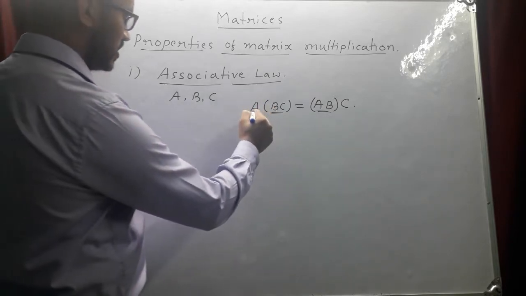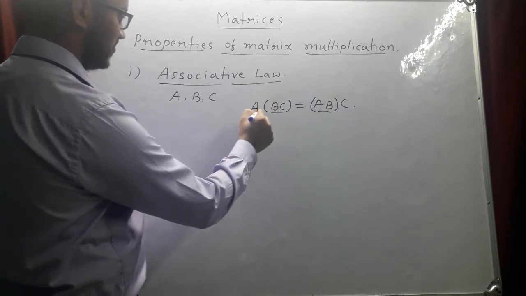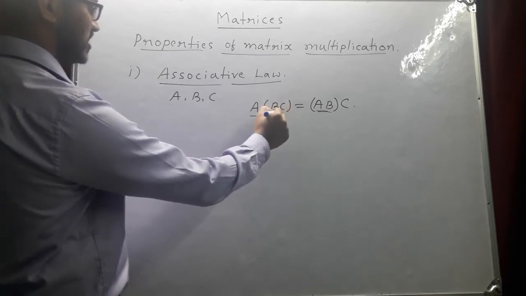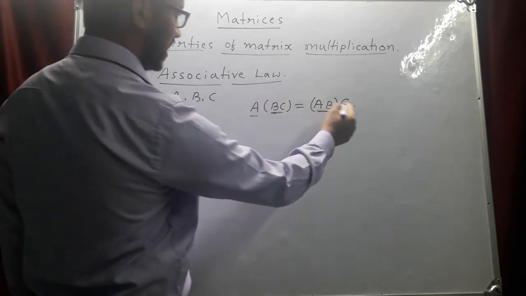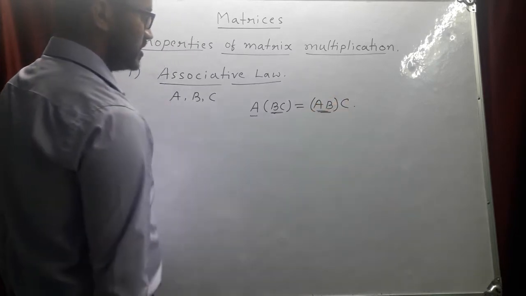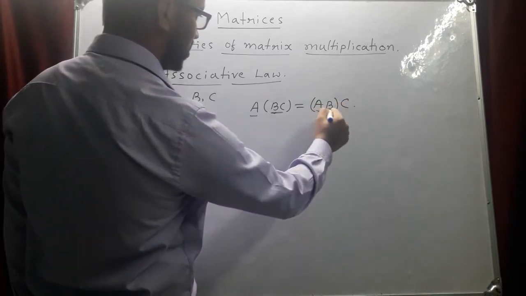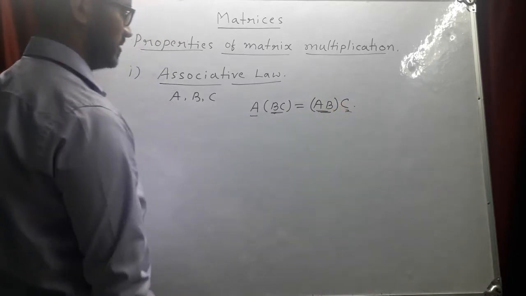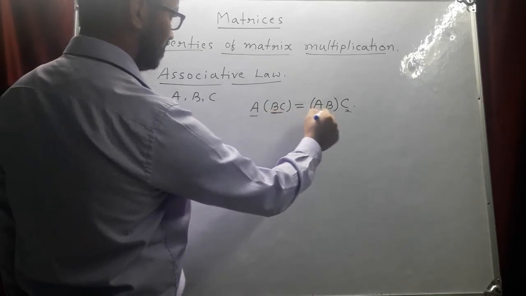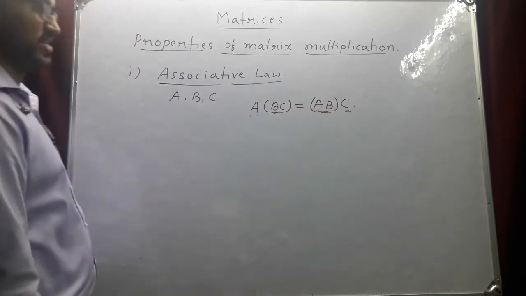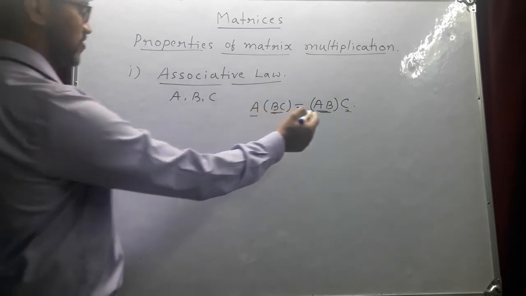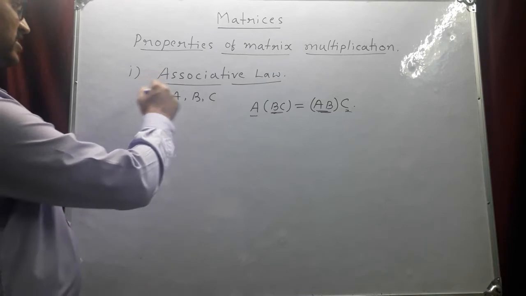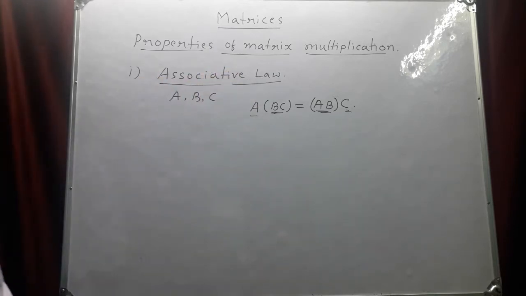That is, the number of columns in the matrix A should be equal to the number of rows in the product BC on the left hand side. On the right hand side, the number of columns in the product AB should be equal to the number of rows in the matrix C, and the products AB as well as BC should be defined. It means it is possible to find the products AB as well as BC. In that case, it satisfies the associative law.